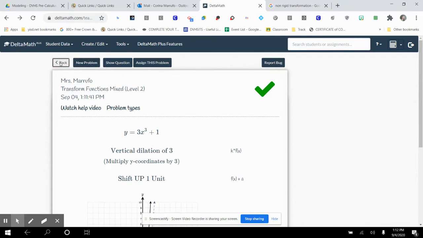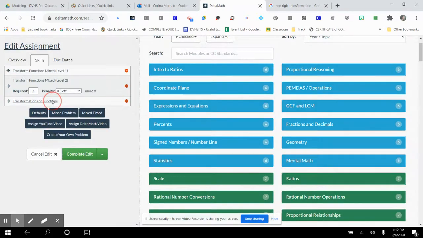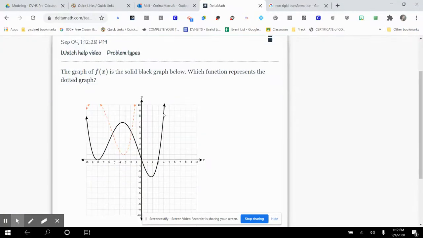All right, let's go ahead and look back at the last section that you guys need to do. So this one is pretty crazy. It says the graph of f of x is a solid black graph. So that's your original function. And then it says which represents the dotted graph. So here's my dotted graph.